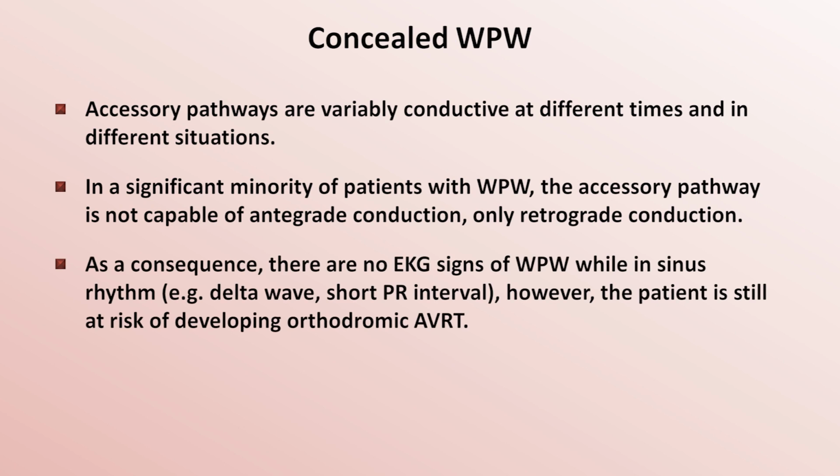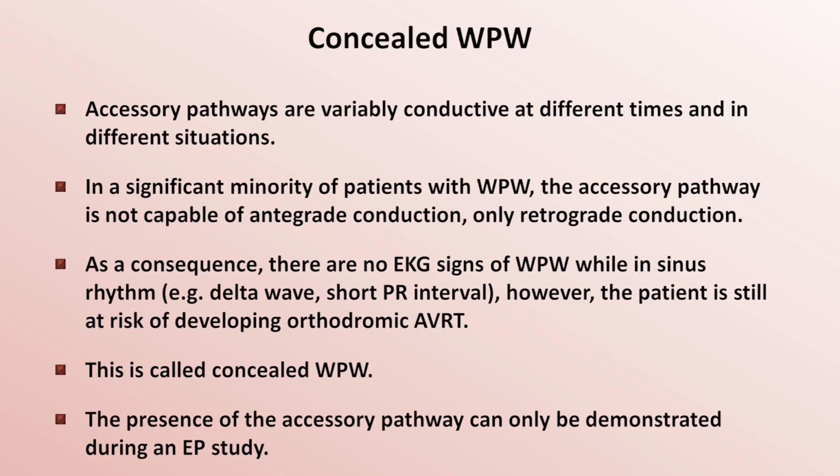As a consequence, there are no EKG signs of WPW while the patient is in sinus rhythm, such as a delta wave and short PR. However, the patient is still at risk of developing orthodromic AVRT. This situation is called concealed WPW, and it can be difficult or even impossible to diagnose from EKG, as the presence of the accessory pathway can only be demonstrated during an EP study.